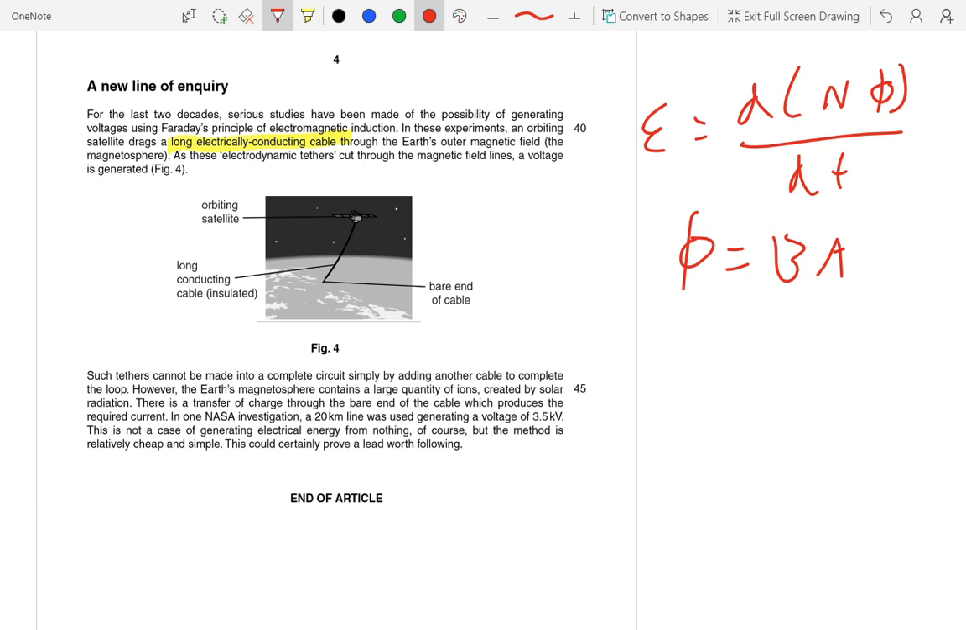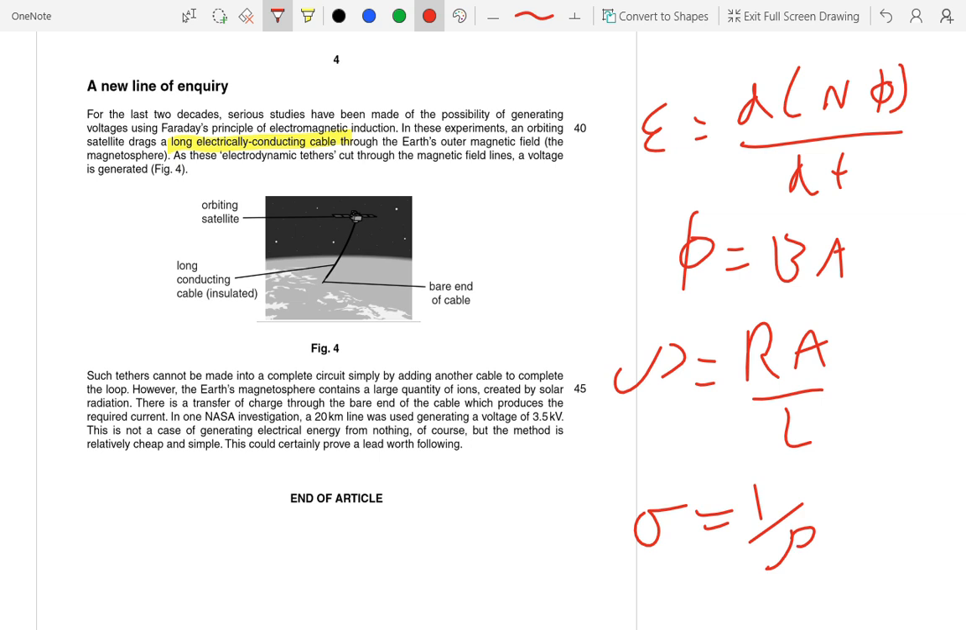So resistivity equals RA over L. Conductivity is the inverse, so conductivity equals 1 over rho. So if you can use things like that, then you can find out the conductance and the resistance. And if it gives you an area of this cable, it's giving you the length here in this question, so that hints that it could ask for something like conductance, conductivity, resistance, resistivity, and then go into the V equals IR type area.